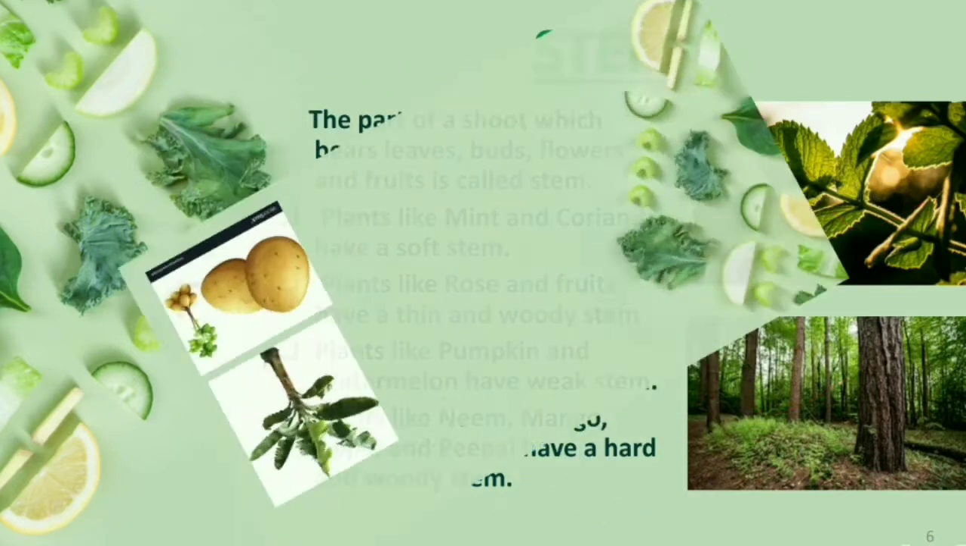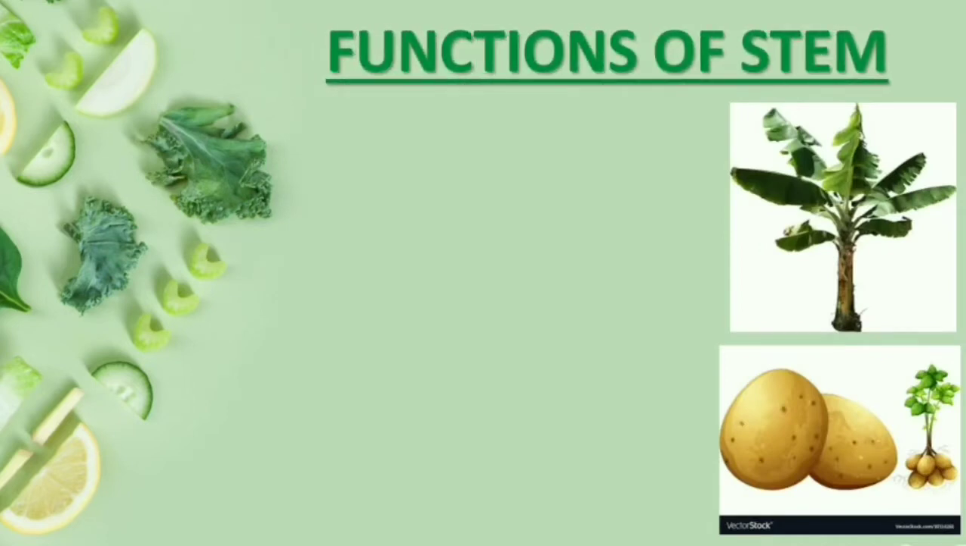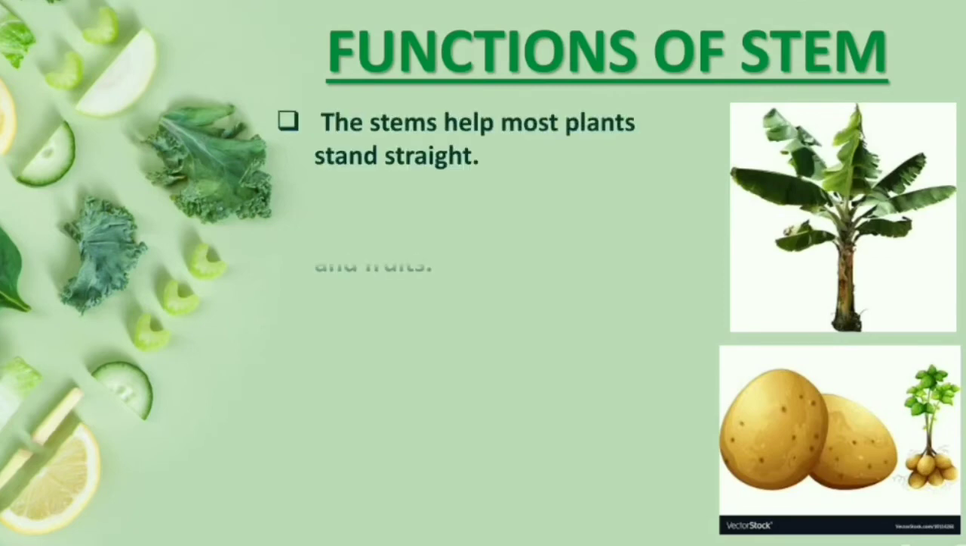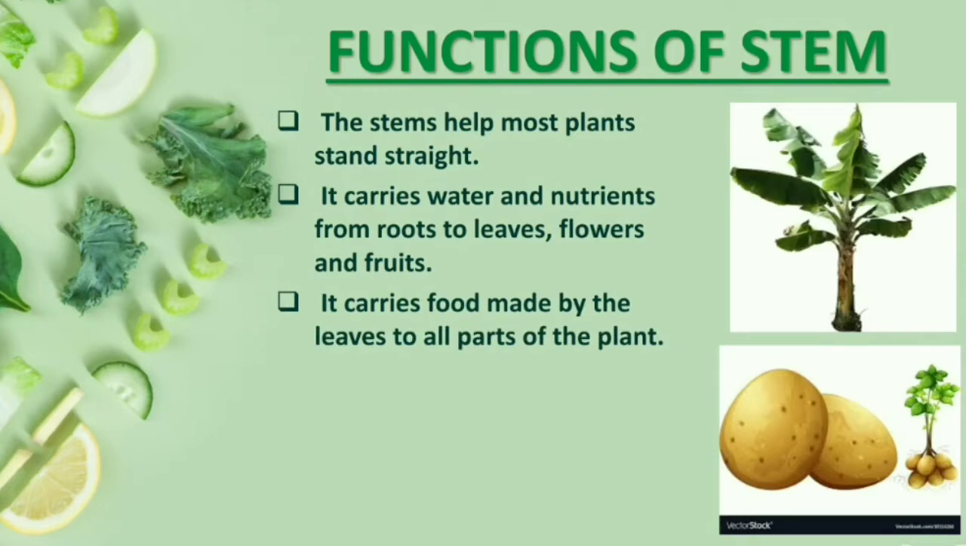Moving on to functions of stem. Now what are the functions of stem? Stems help most plants stand straight. What do stems do? They help the plant to stand straight. Like you have seen money plant. The stem of the money plant is very soft. And the stems help the plant to stand straight. So the stems provide support to the plant to stand straight.